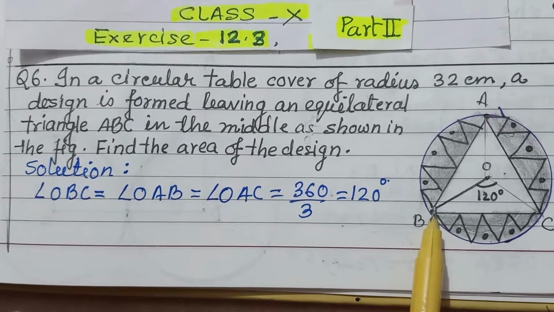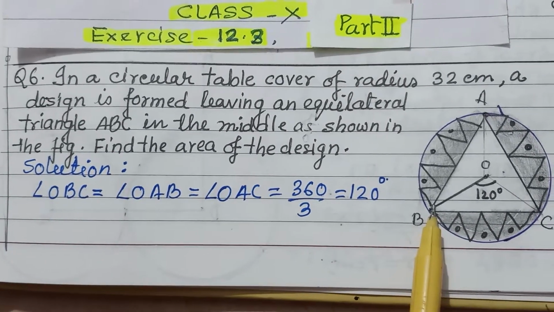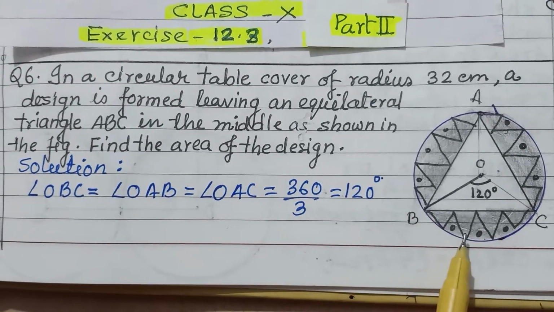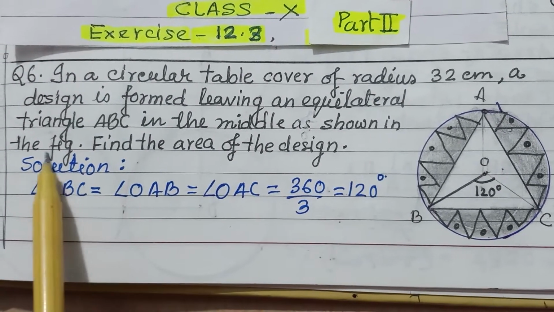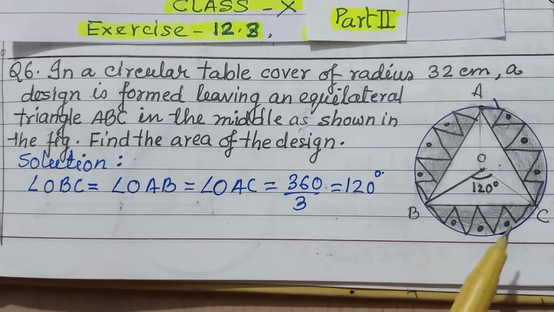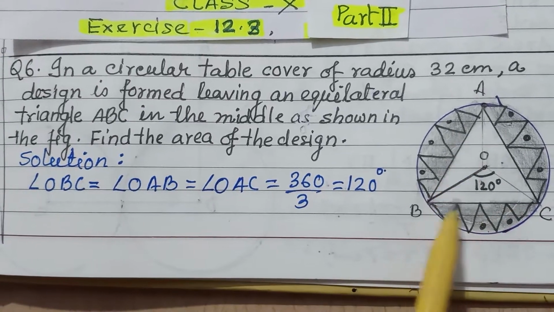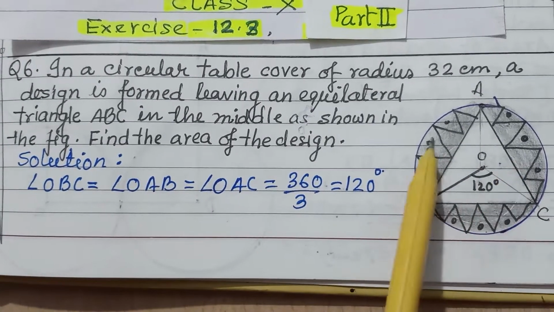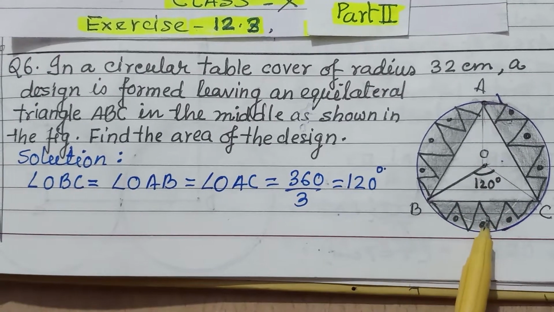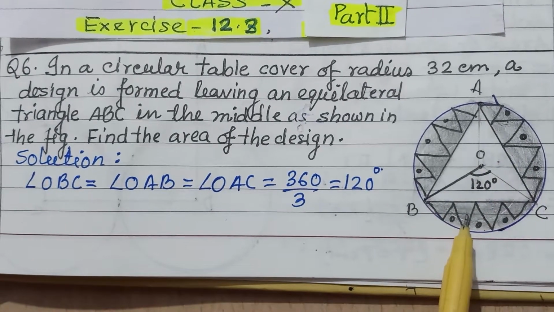A design is formed leaving an equilateral triangle ABC in the middle, as shown in the figure. Find the area of the design. Leaving the equilateral triangle in the middle, there is a design. As it is an equilateral triangle, all these segments are equal in area.